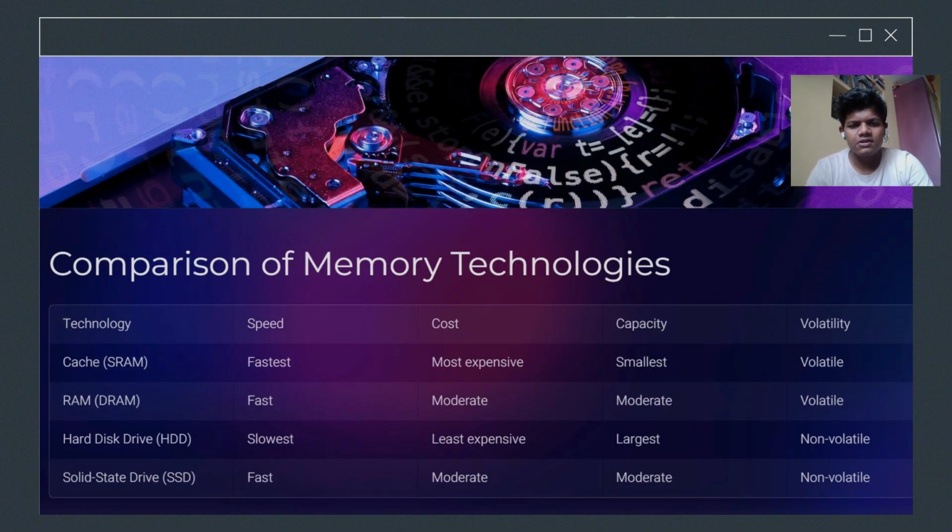Comparison of memory technologies. Cache memory. It is the fastest one, more expensive, smaller in capacity and volatile in nature. Then random access memory. It is also a fast memory, moderate cost, moderate capacity and volatile in nature. Then HDD. It is the slowest memory, least expensive and largest capacity. It is non-volatile in nature. Then SSD. It is a fast memory, moderate cost and moderate capacity. It is also non-volatile in nature.